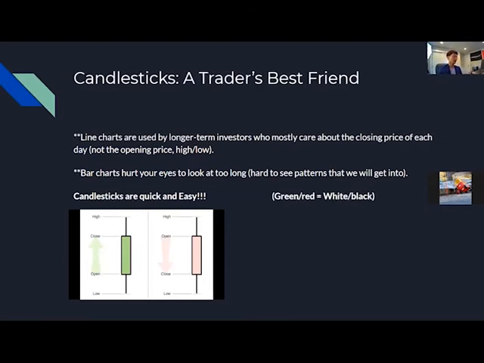So as I said, also line charts are used by longer term investors who mostly care about the closing price of each day, not including the opening price or the high or low.